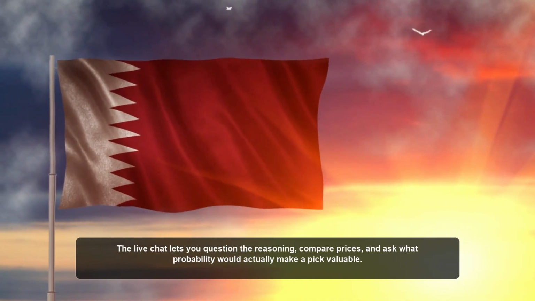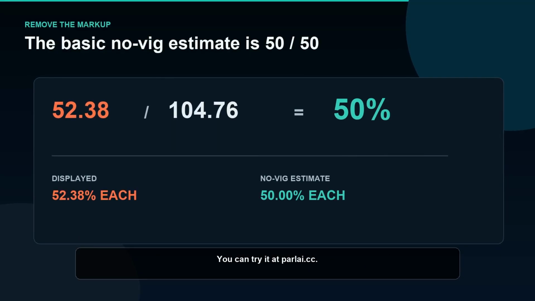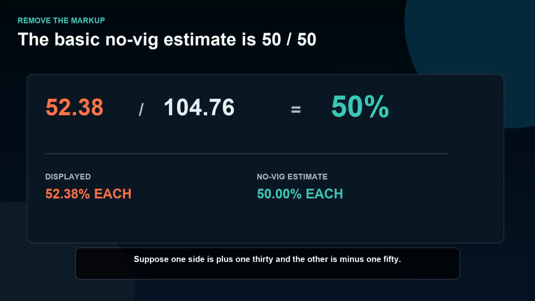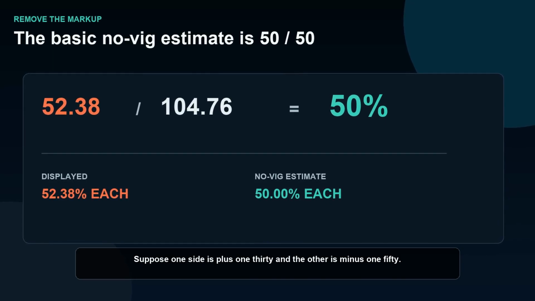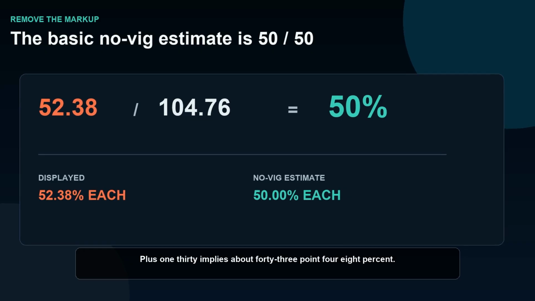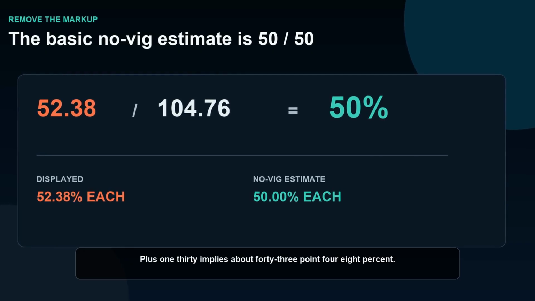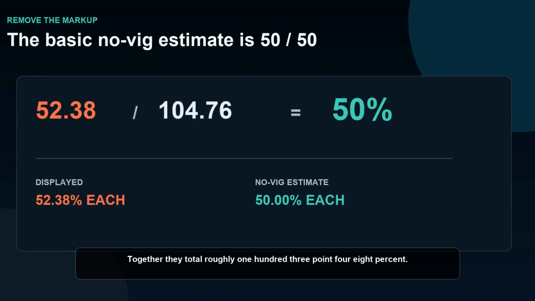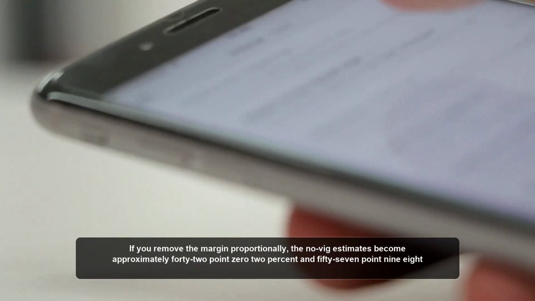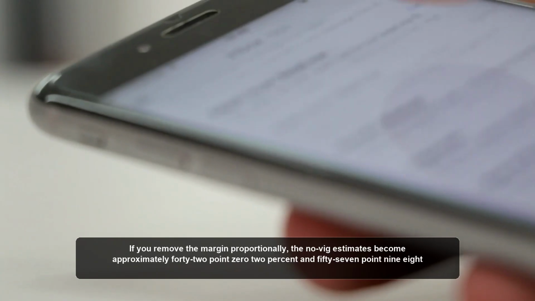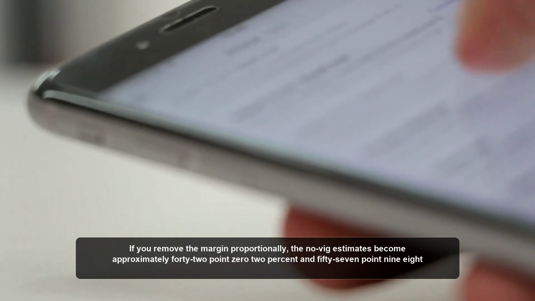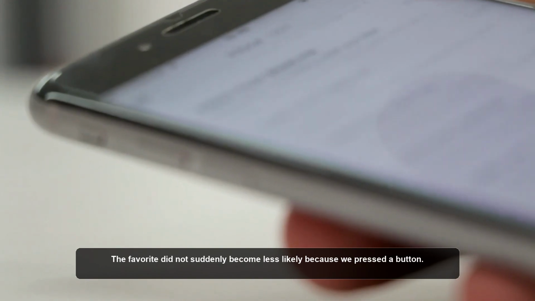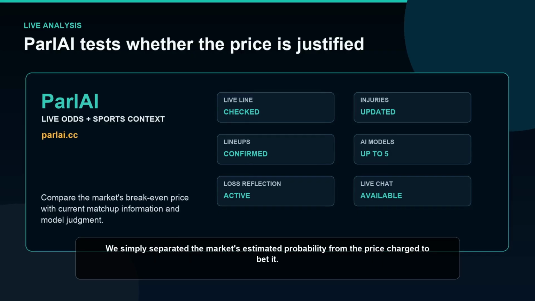Now consider a less balanced market. Suppose one side is +130 and the other is -150. +130 implies about 43.48%. -150 implies 60%. Together they total roughly 103.48%. If you remove the margin proportionally, the no-vig estimates become approximately 42.02% and 57.98%. The favorite did not suddenly become less likely because we pressed a button. We simply separated the market's estimated probability from the price charged to bet it.